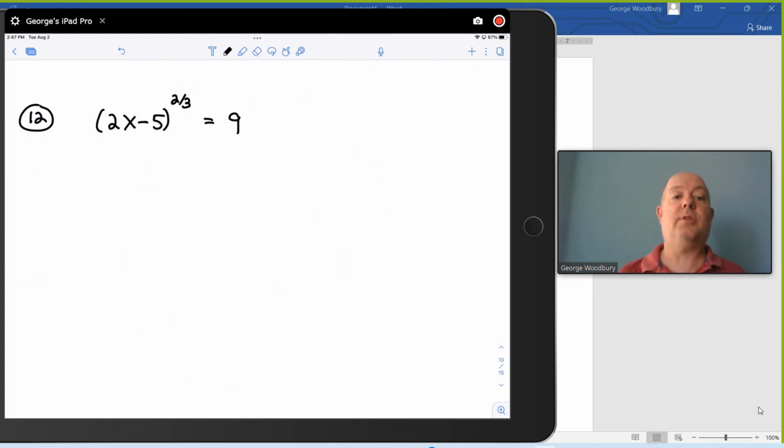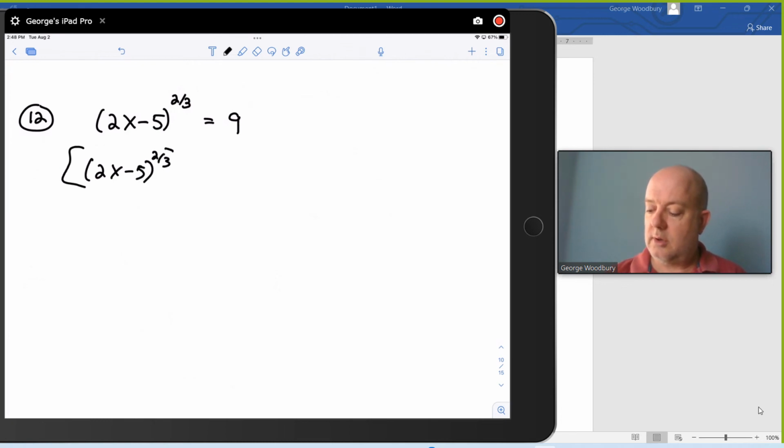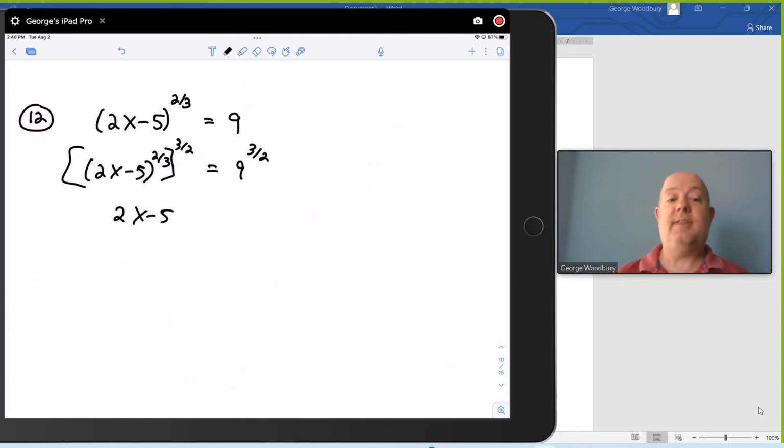So here we've got everything raised to the 2/3 power, so to undo that, to clear that exponent, we're going to raise everything to the 3/2 power. 2x minus 5 to the 2/3 raised to the 3/2 power equals 9 to the 3/2 power. On the left side, that just leaves us with 2x minus 5. The other side is going to be 27, and here's how we get that.